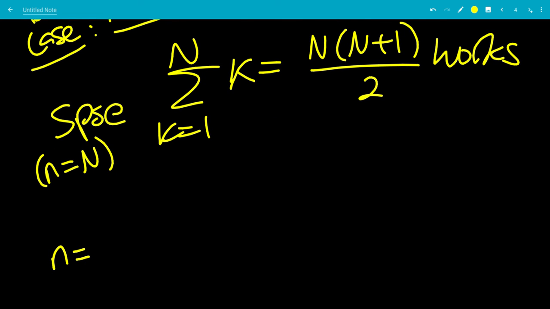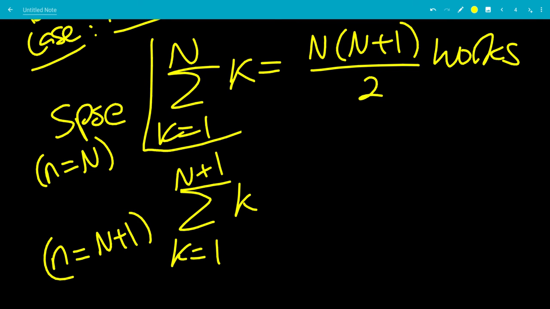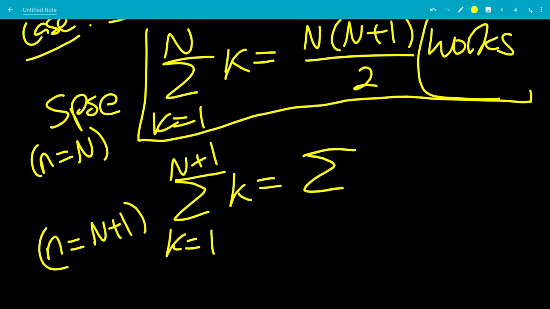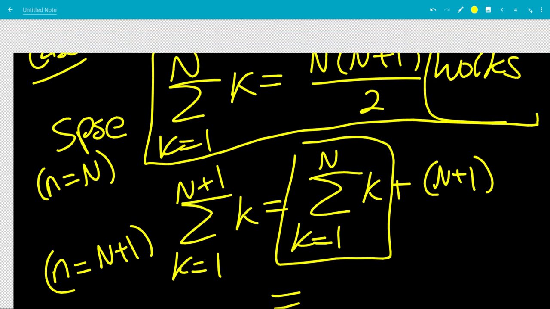Now for the n equals capital N plus 1 case, you're going to have the sum from k equals 1 to capital N plus 1 of k. Now we aren't allowed to use the same formula, but we have to use the assumed formula here. So how are we going to do this? We can split this up into the sum from k equals 1 to capital N of k plus capital N plus 1 plugged into k, which is just N plus 1.